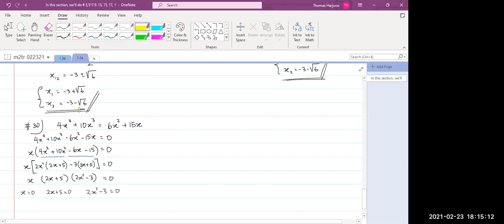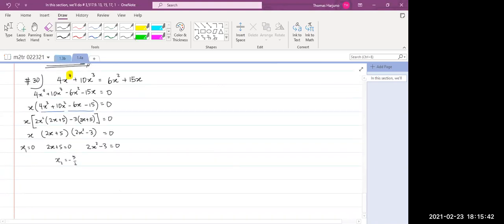This is an equation with degree of 4, so we should have 4 solutions. And we will see that fact even stronger in chapter 4. I think it's chapter 4. No, chapter 3. In chapter 3, a polynomial of degree 4 must have 4 solutions. Okay, we already have one of them. This is our x1. x1 equals 0. x2 is -5/2. Right? Where are the other two? The other 2 solutions must come from here.